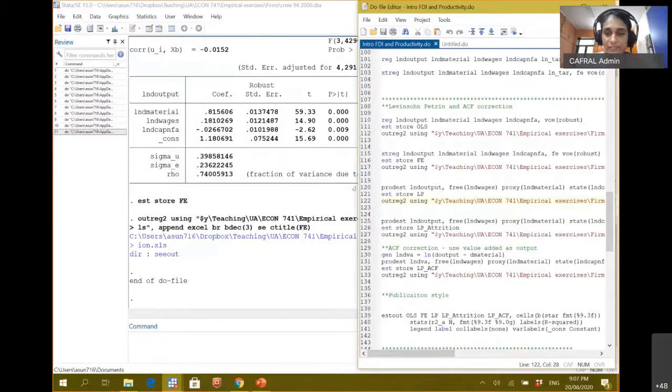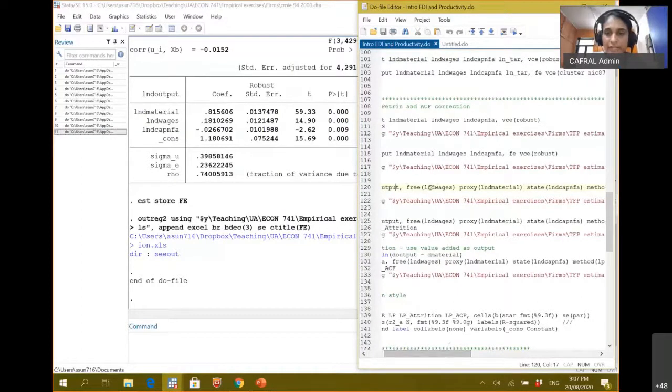Next, I'm going to run the Levinsohn-Petrin procedure, but without correction for attrition. And for that, I use prodest, and then the left-hand side here is ln output. Free variables, what do we mean by free variables? These are your variable inputs, right? So typically materials and fuel, energy, whatever you have. Don't put materials here because this is Levinsohn-Petrin. So in Levinsohn-Petrin, materials is actually a proxy for productivity, right? So it's not a free variable. The only thing we have here is free is ln wages.